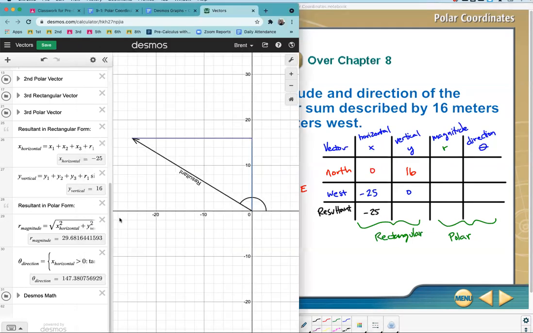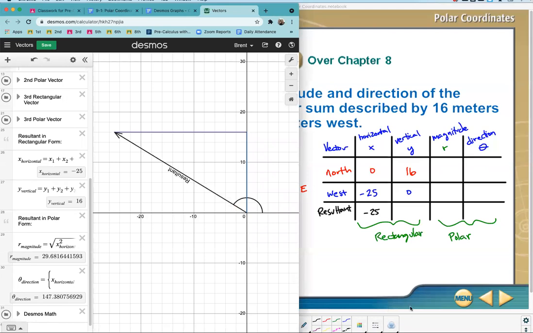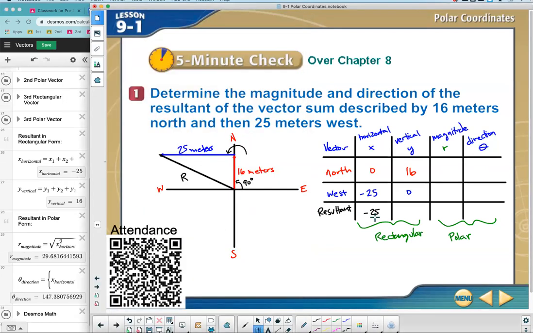Let me come over here and shrink this so you can see both at the same time. Okay, so we'd have negative 25 in the x column. The y column is 16. Notice these values add straight together. Now, I don't know if you remember this, but I told you, not that you had to know this, this was 16, 90. This was 25, 180. The hypotenuse or the magnitude column does not work the same way. Notice this value is not 41, rather it's 29.7. And the angle is 147.4 degrees.